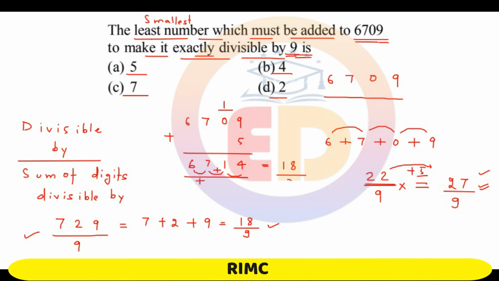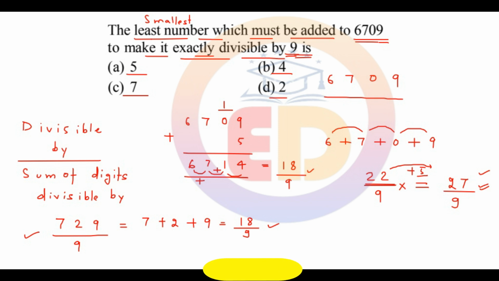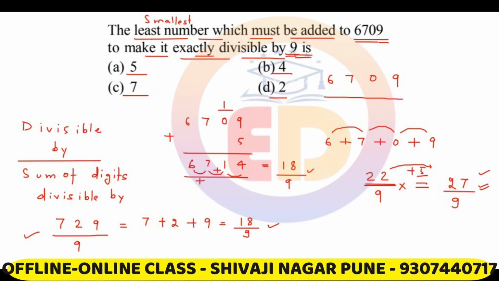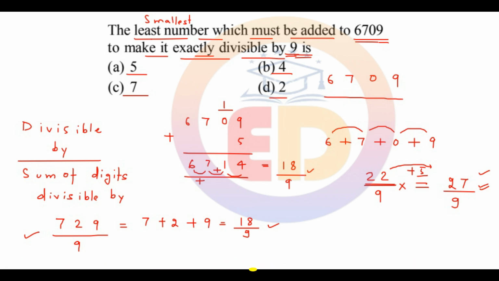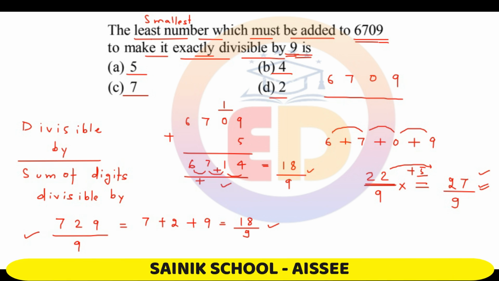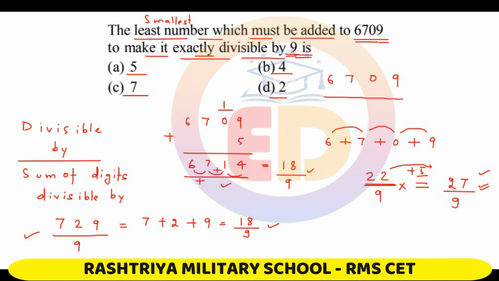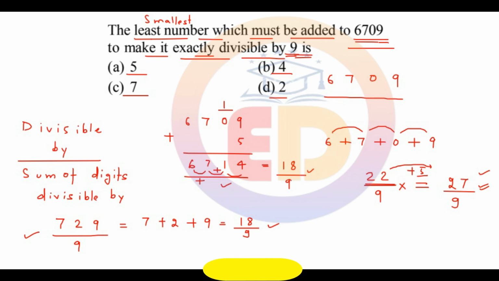And 18 is divisible by 9. So since 18 is divisible by 9, this complete number will be divisible by 9. 6714 will be divisible by 9. A very simple question. यहां पर इन्होंने बोला था कि 6709 में हमें क्या ऐड करना होगा सो दैट दिस नंबर इज डिविजिबल बाय 9.